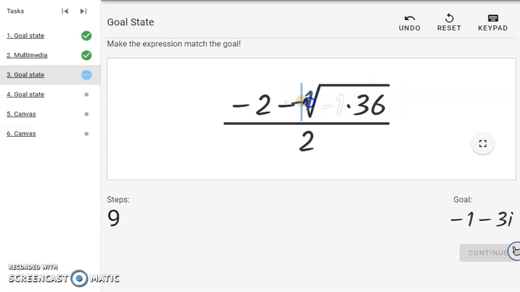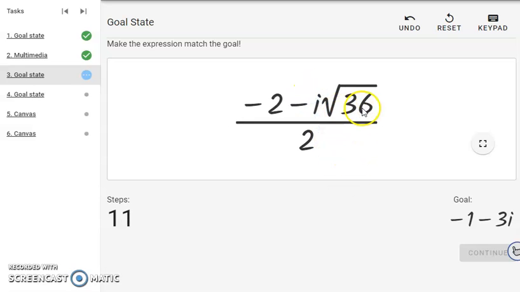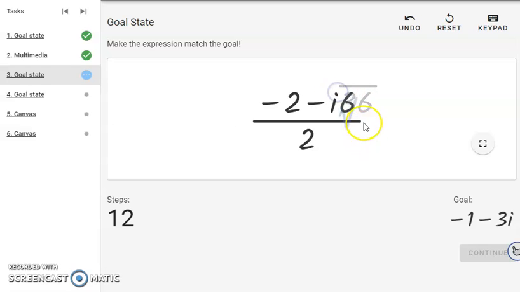The reason we're doing that is because graspablemath cannot do the square root of negative 36, but it can do the square root of negative 1. It's defined to be i. And it can do the square root of 36, which is 6. Put the 6 before the i, so we get negative 2 minus 6i over 2.